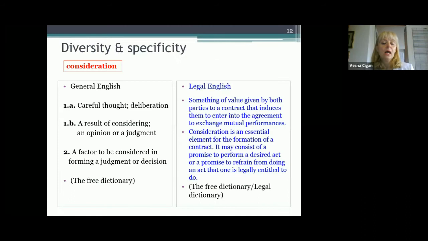To illustrate these distinguishing features, we may have a look at an extract of language. One of the striking examples is the term consideration. In general English, the term consideration means a careful thought, an opinion, or a judgment. But due to its highly conditioned and context-dependent meaning, this term presents special difficulty for the students in legal English. I can witness this from my own experience.